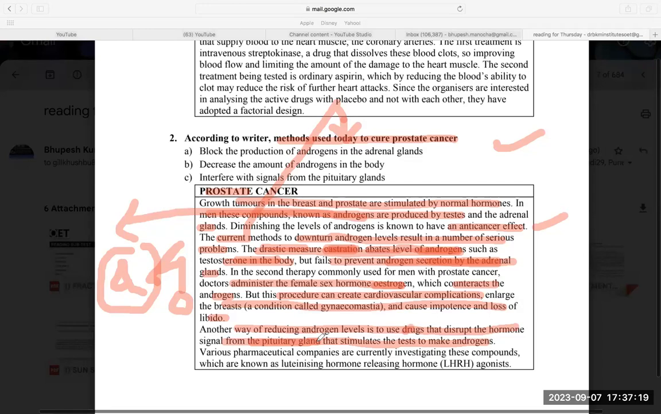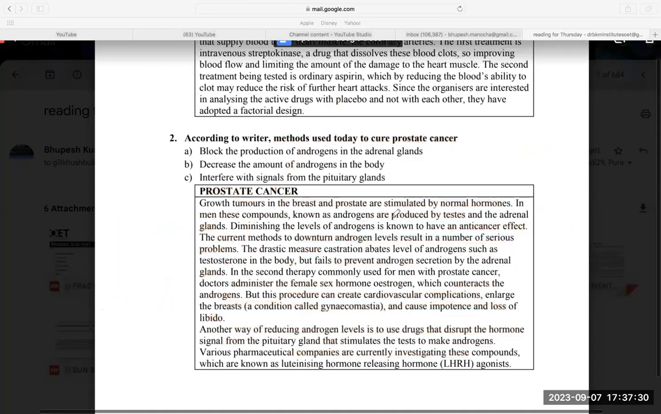So if the hormone signal will be disturbed, then it will not produce androgen. So this is the third method. Various pharmaceutical companies are currently investing. So these are the current methods. So what are the current methods?